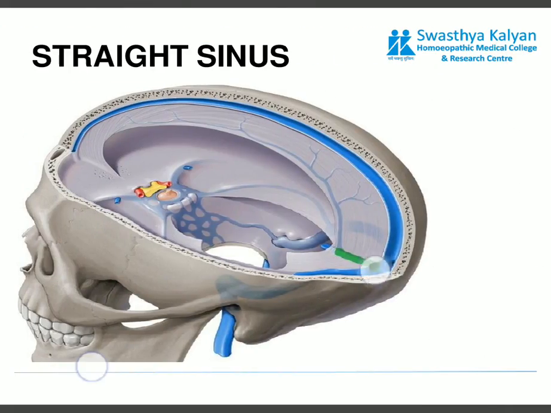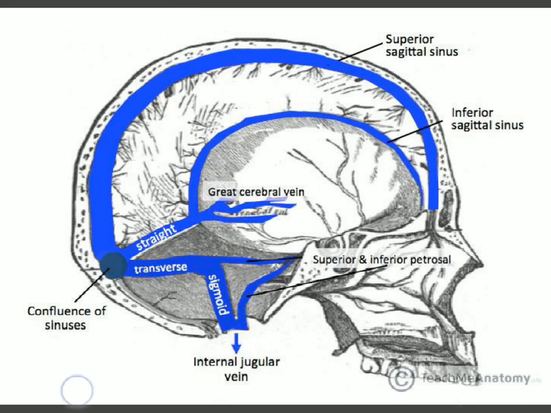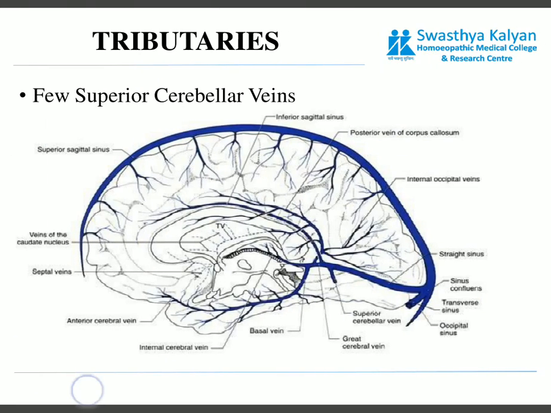It ends at the internal occipital protuberance where the superior sagittal sinus ends, and it becomes continuous with the transverse sinus of the left side. So the superior sagittal becomes continuous with the transverse sinus of the right side, and the straight sinus becomes continuous with the transverse sinus of the left side. In this figure, this is the confluence, the point where these sinuses meet. The straight sinus receives a few superior cerebellar veins.